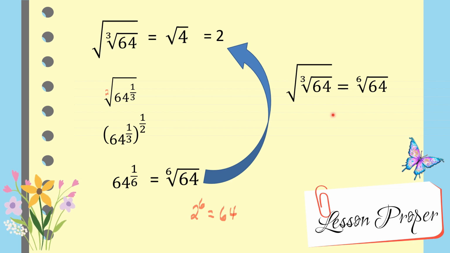Is there anything that you have noticed? Alright. So, we just multiply the indices 2 and 3. 2 times 3 is equal to 6. So, the square root of the cube root of 64 is just the same as the root of 64 whose index is the product of the indices. So, 2 times 3 is 6. So, we have the 6th root of 64.